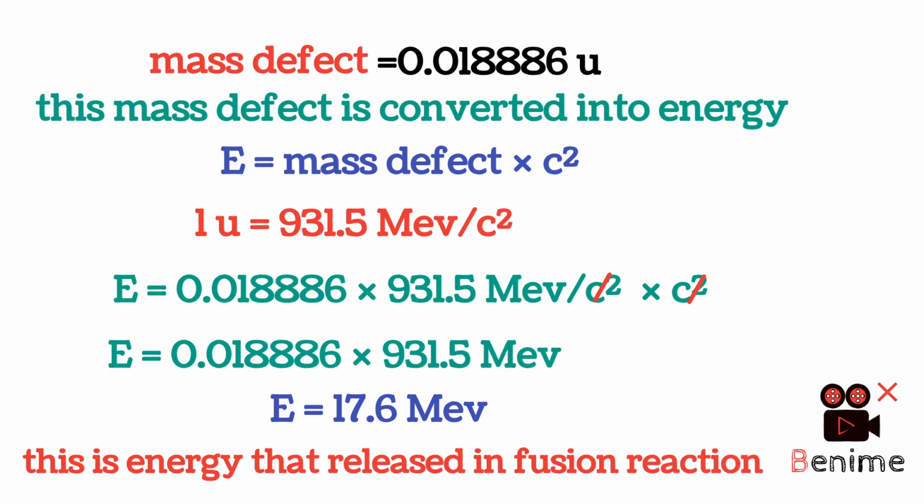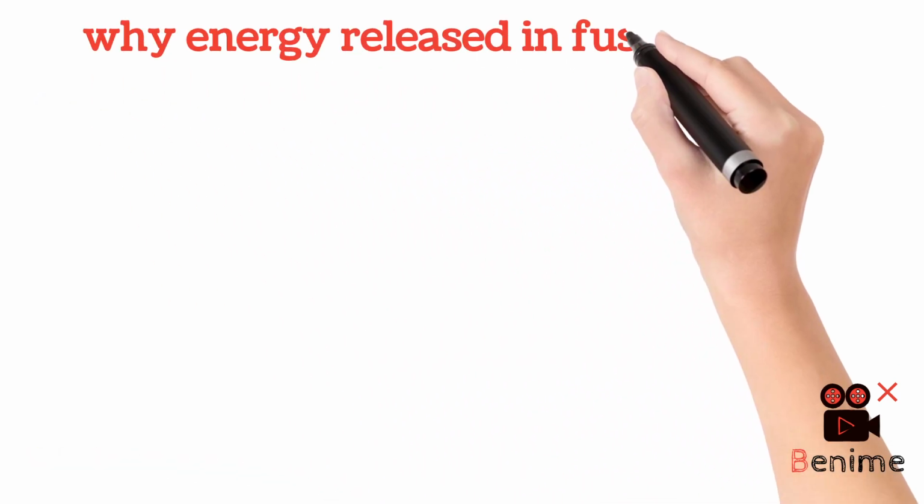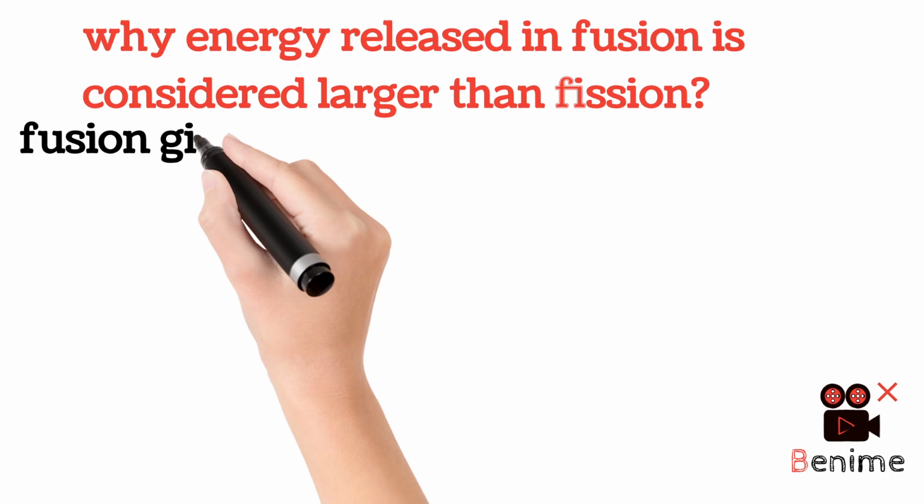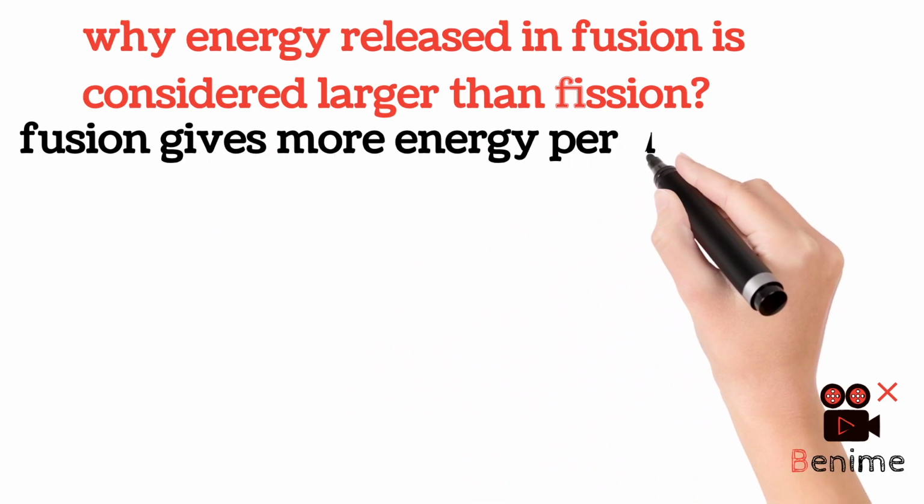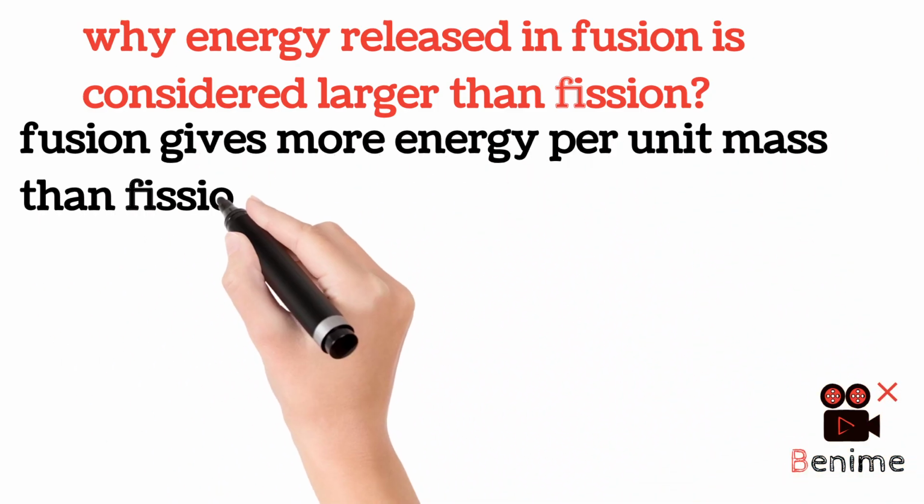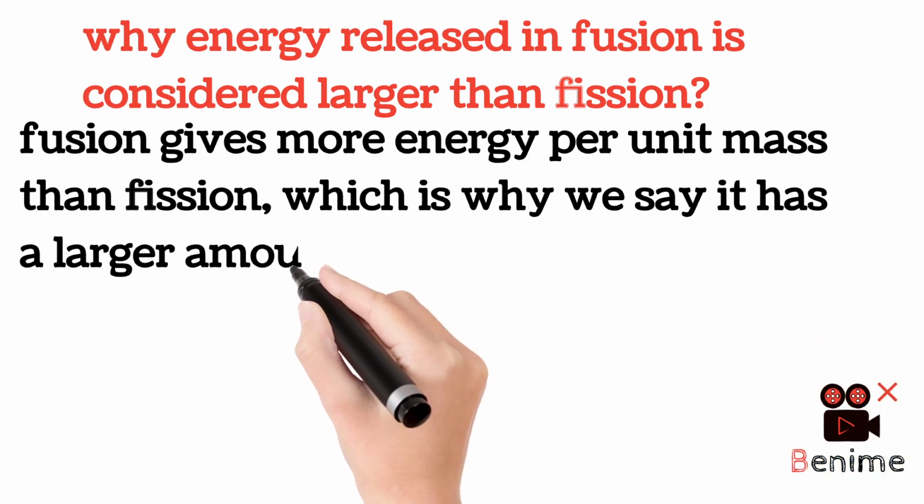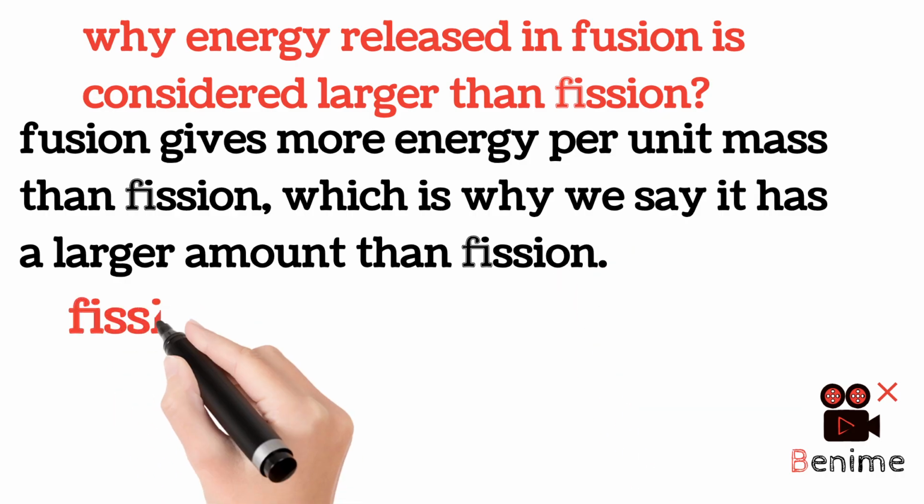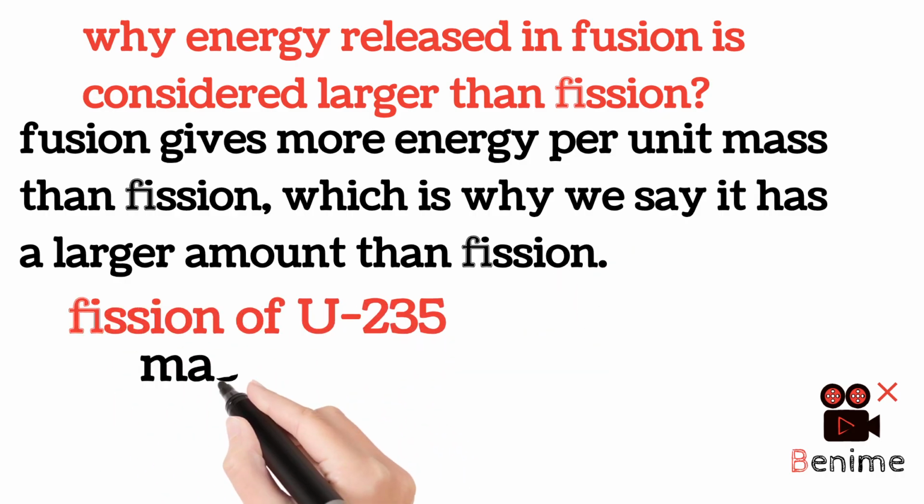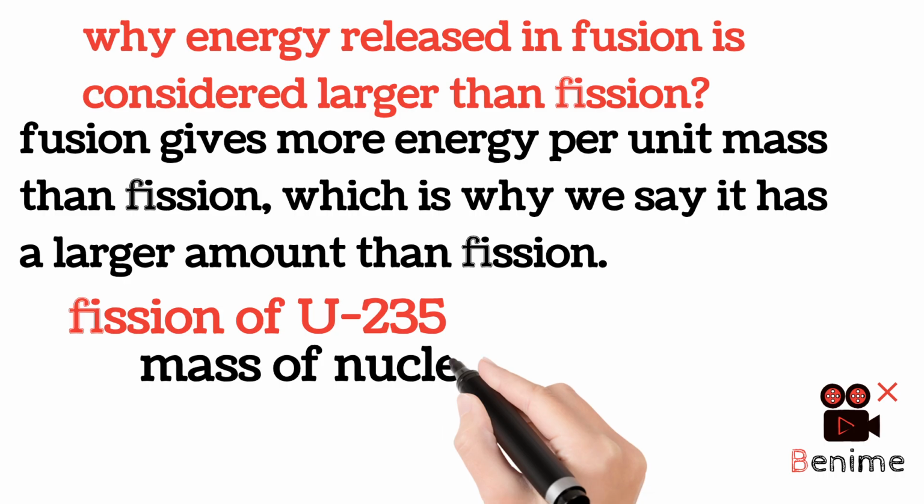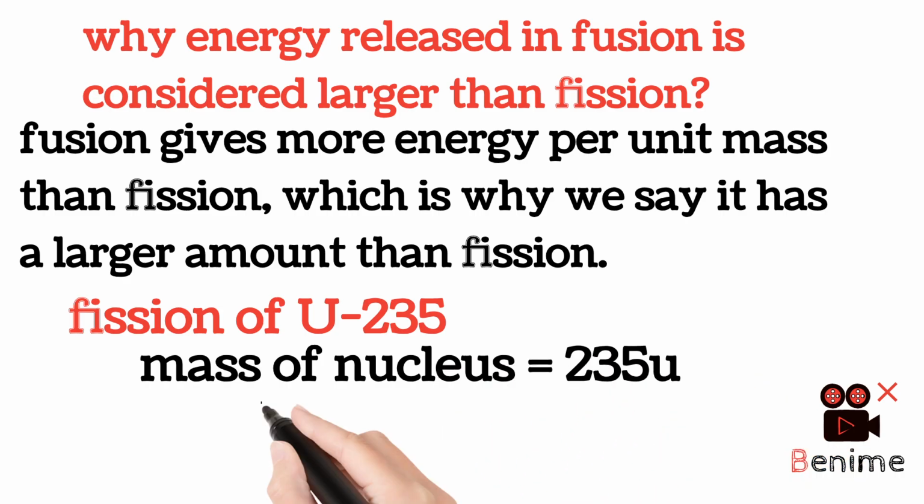But the question is, why do we consider energy of fusion high as compared to fission, although in one fusion the energy released is 17.6 MeV, whereas in one fission the amount of energy released is 200 MeV? This is due to energy per unit mass, which is greater in fusion than fission.